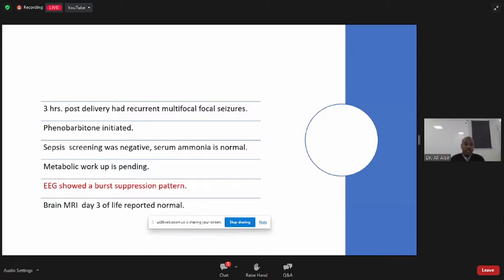But the EEG of this neonate in the NICU during the continuous monitoring showed evidence of burst suppression, and the burst suppression indicates that this neonate is encephalopathic. Brain MRI, fortunately, on day 3 was reported to be normal, and there is no evidence of any hypoxic ischemic encephalopathy, and that was very clear from the Apgar score early in the history.